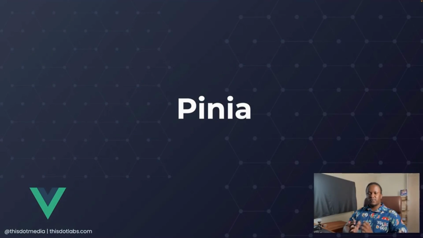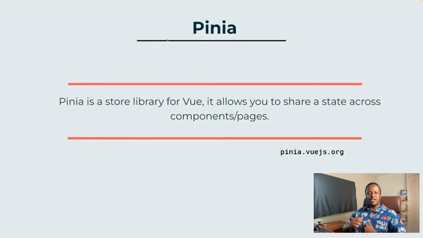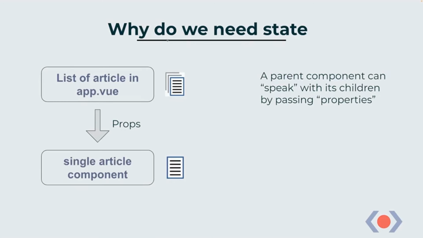In this module, we'll be talking about Pinia, which is the Vue.js global state management solution. And Pinia is a store library for Vue. It allows you to share state across your different components and pages. So the question is, why would you even use Pinia over the previous example that we had? So here's why we need state in the first place, before we get to why we need Pinia.